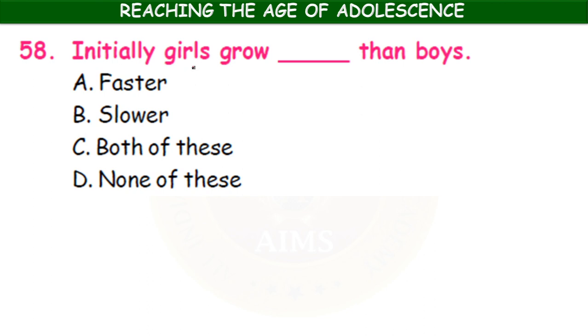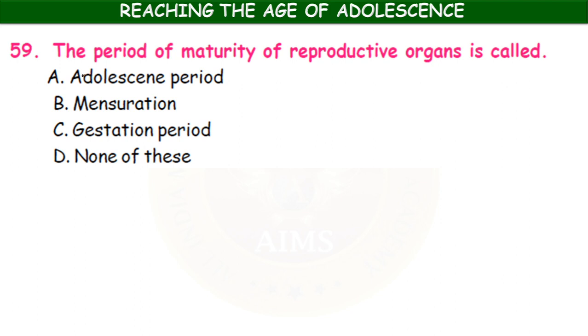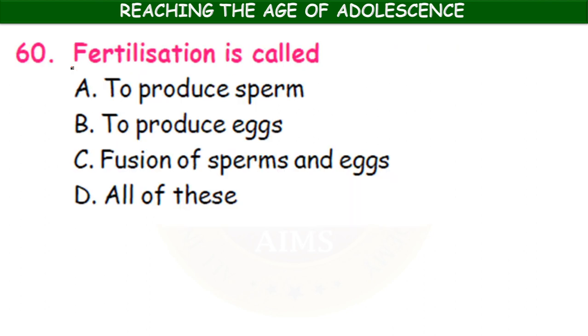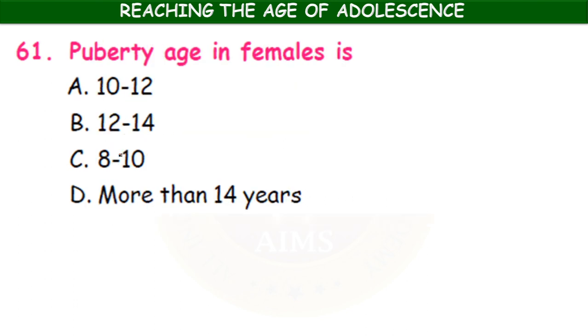Initially, the girls grow faster than boys. The period of maturity of reproductive organs is called adolescence period. Fertilization means the fusion of sperms and eggs, male and female gametes. Puberty age in the females.